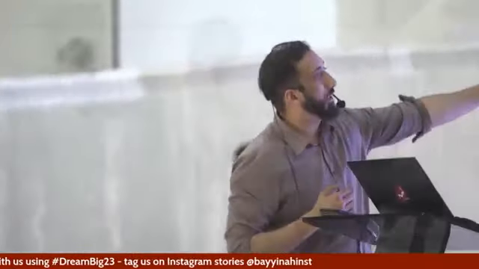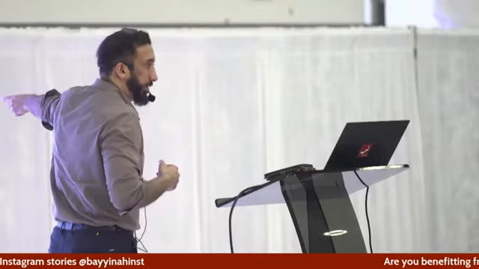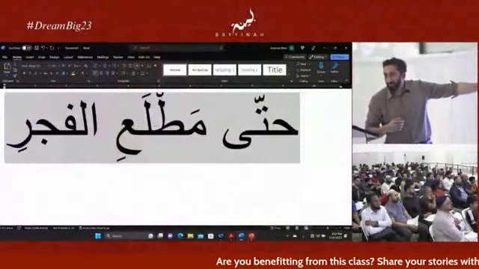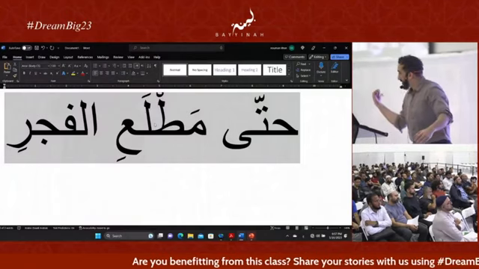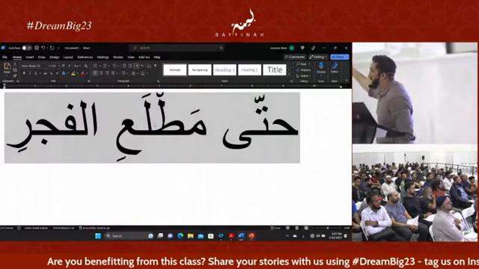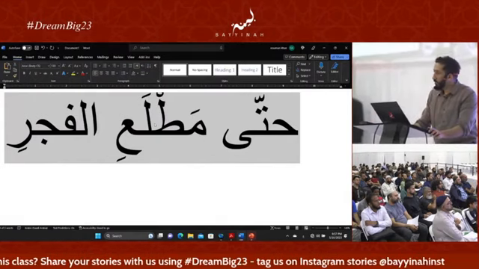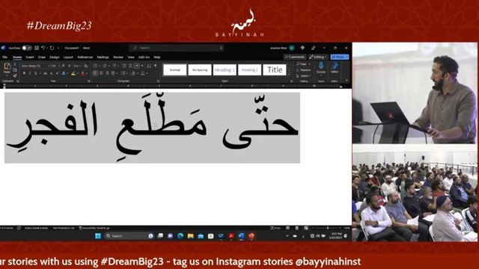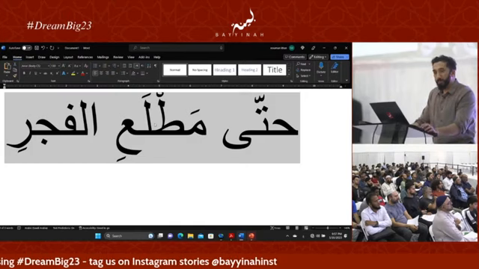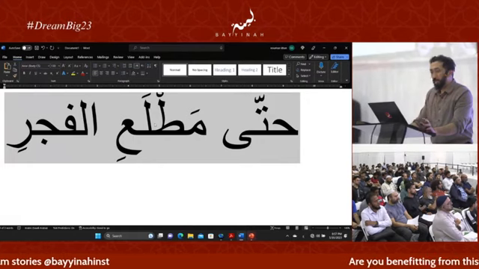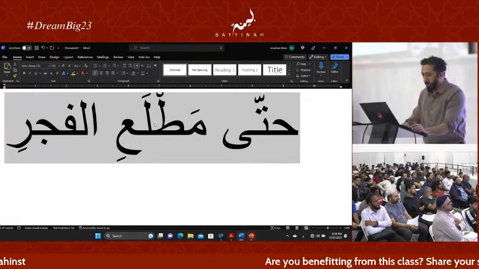Notice hatta matla' al-fajr. Hatta is a harf jar. What did it do to matla'? Made it jar. What happened to matla'? It's light, no al. And al-fajr became jar. What's the relationship between matla' al-fajr? That's mudaf and mudaf ilayh. Okay? That's mudaf and mudaf ilayh. Cool, huh? This is getting pretty sweet. Last thing, just help me out here.